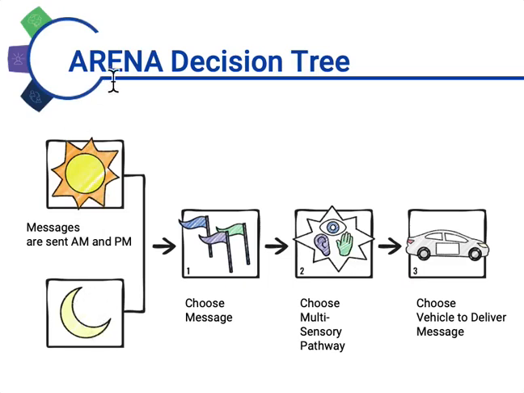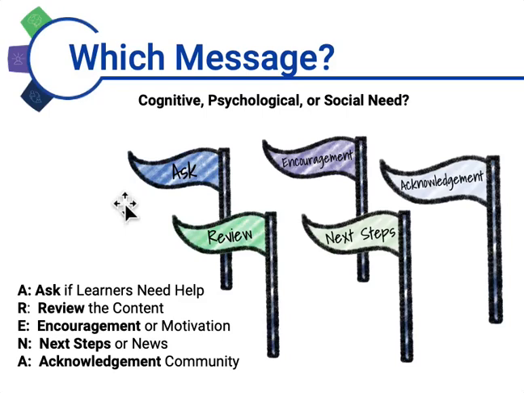Now, this is the ARENA decision tree, and the ARENA is going to be an acronym for the type of message that I send. But basically, I'm making three decisions. First, I choose my message, then I choose which multisensory pathway that I want learners to engage in, and then I choose the vehicle that I'm going to use to deliver my message. And I try to vary that so that learners get some variation to keep them engaged. Let's look at the first one, which message.